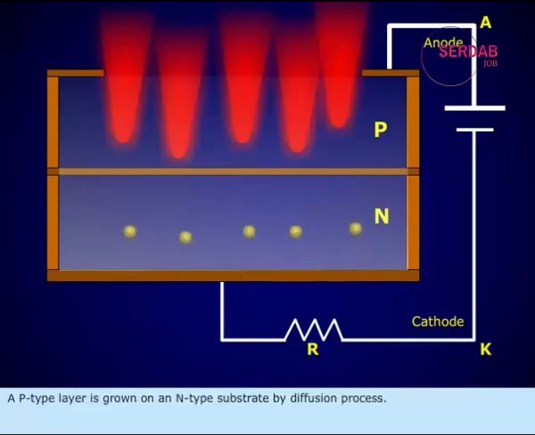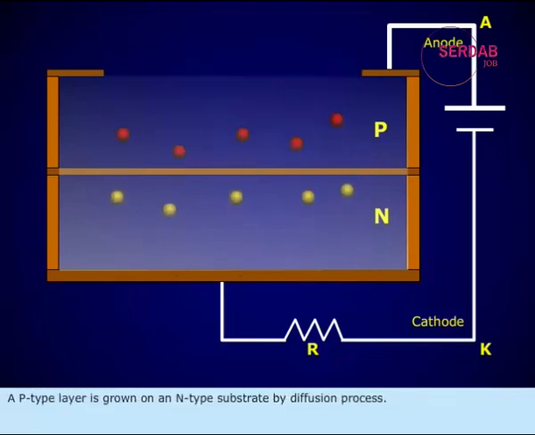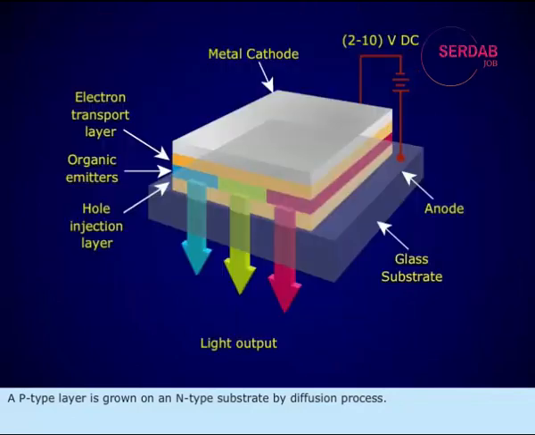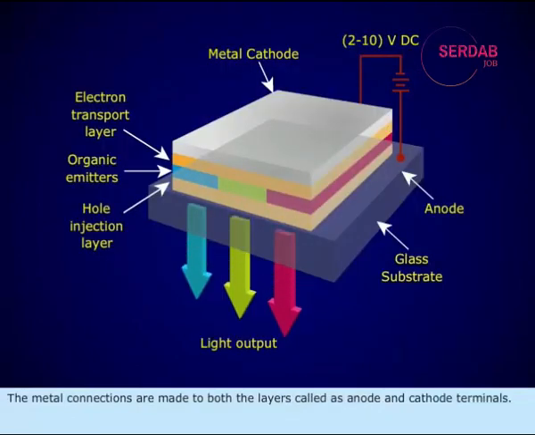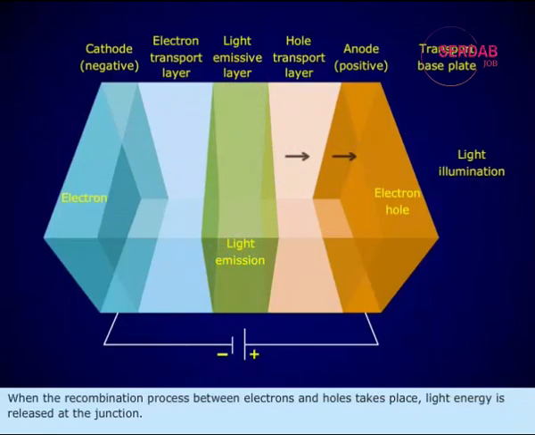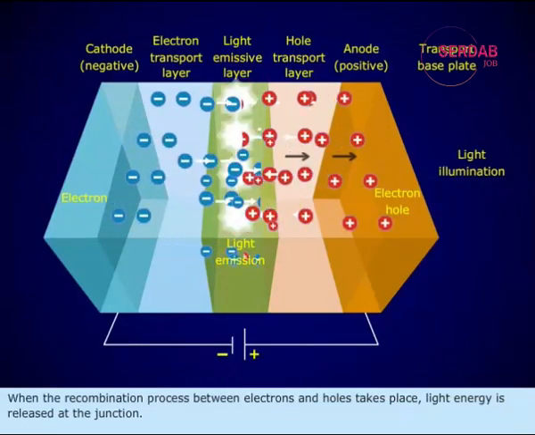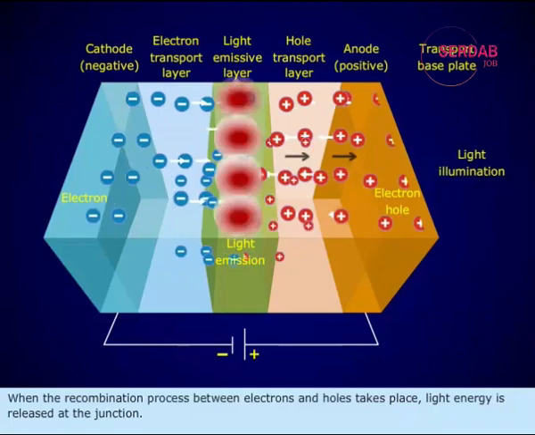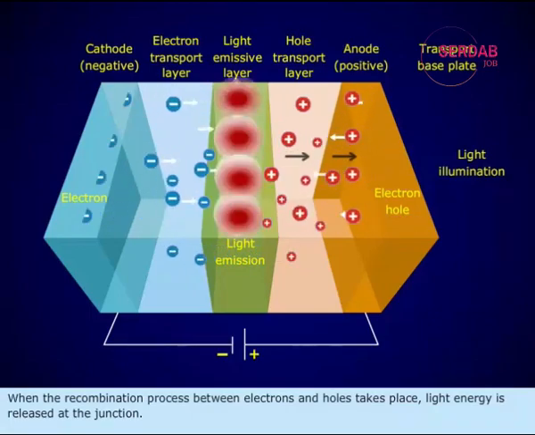A p-type layer is grown on an n-type substrate by diffusion process. The metal connections are made to both the layers, called the anode and cathode terminals. When the recombination process between electrons and holes takes place, light energy is released at the junction.